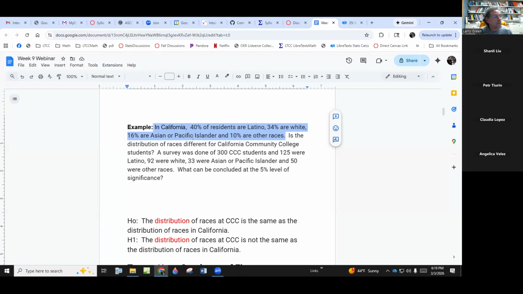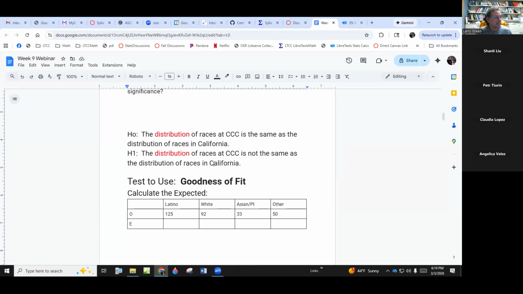Yeah, you take 40% of 300 because, again, if it's the same as all of California, you would expect 40% to be Latino. Now, 40% of 300, 4 times 3 is 12, by the way. And then because it's a percent, you drop a 0, and it's 120. So you would expect 120 to be Latino.